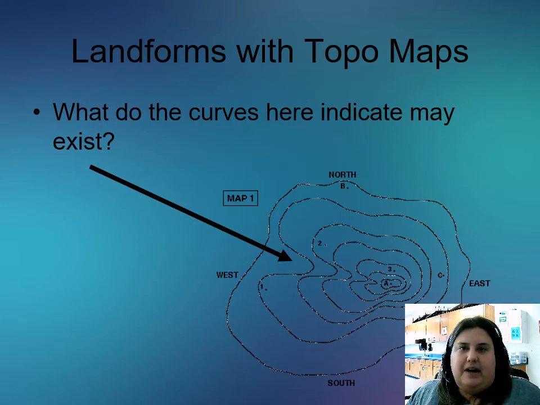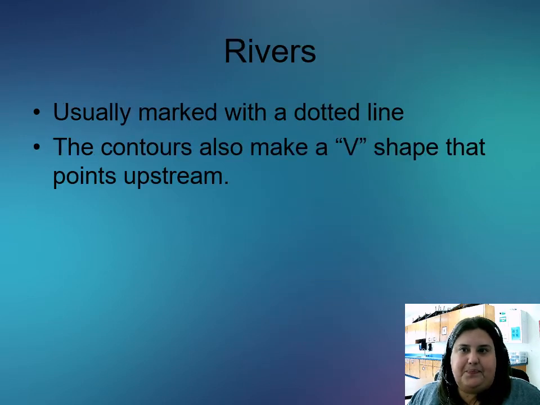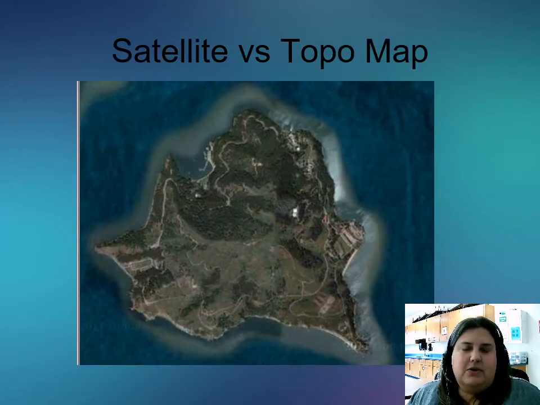So when we look at topographic maps, we can see landforms that are there, and we can also see rivers. Rivers are going to be shown on a topographic map by curves, and we can see this U-shaped, V-shaped curve going up the side of what appears to be a mountain. And so this is going to be a river. Rivers are usually marked with a dotted line, and the contours make a V shape or a U shape that points upstream.